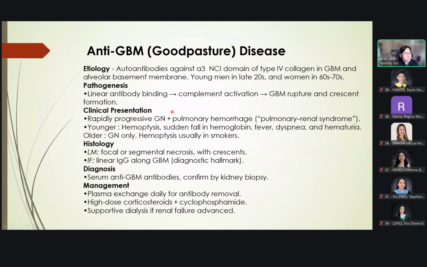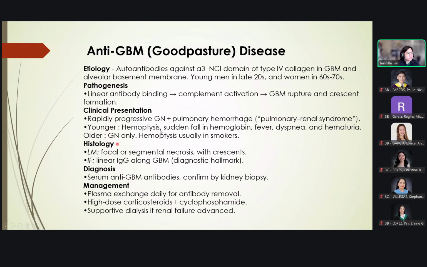The clinical presentation is a rapidly progressive GN with pulmonary hemorrhage, what we call pulmonary-renal syndrome. Younger patients will typically present with hemoptysis and a sudden fall in hemoglobin. They'll have fever, dyspnea, and eventually hematuria. However, older patients might present with the glomerulonephritis only, and hemoptysis might be found only in elderly smokers.